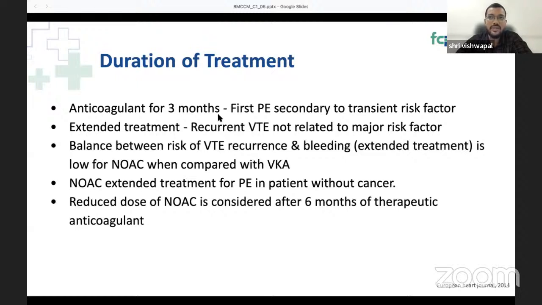If there is no transient risk factor or the etiology is unknown, you can extend the treatment until any bleeding occurs, or you could continue as long as there is no recurrence of VTE. NOACs can be used as extended treatment for pulmonary embolism in patients without cancer also, and the risk of bleeding is reduced when compared with vitamin K antagonist. A reduced dose of NOACs is considered after 6 months of therapeutic anticoagulation.